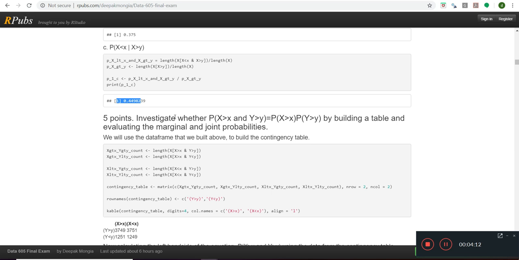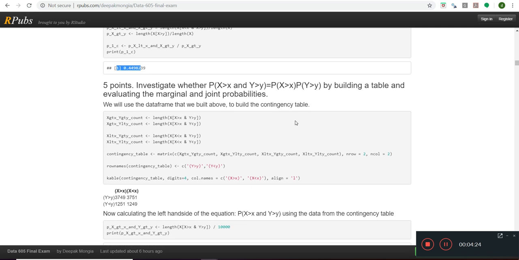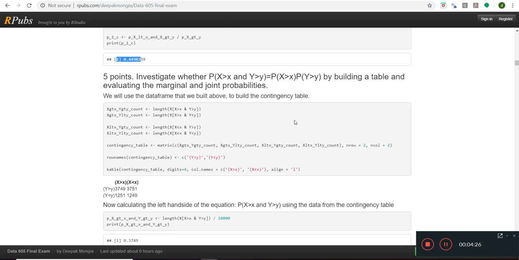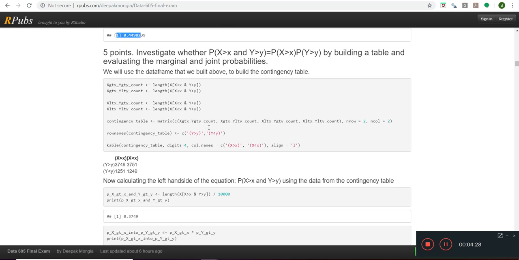We have to investigate whether P(X > x and Y > y) equals P(X > x) into P(Y > y) by building a table, which is a contingency table. So we have created the data frame, and we'll use the data frame.